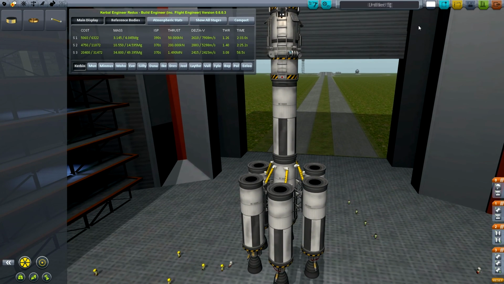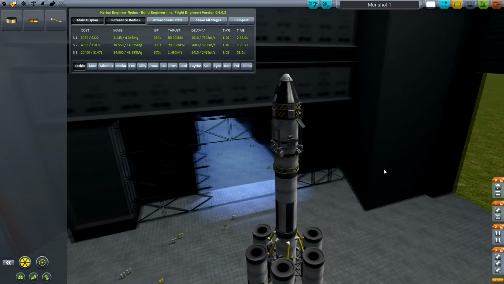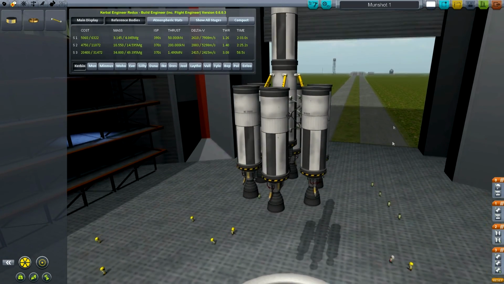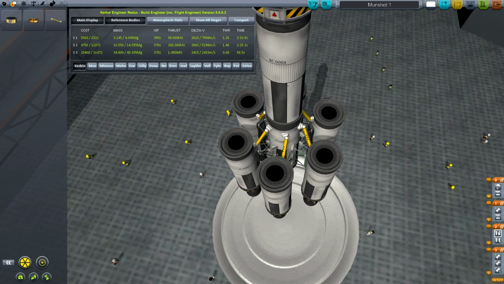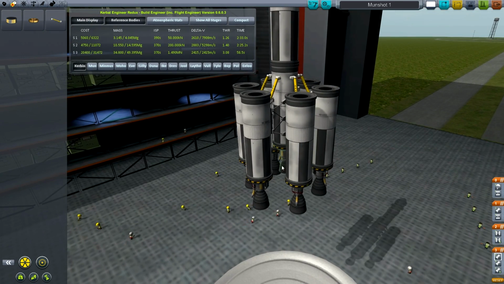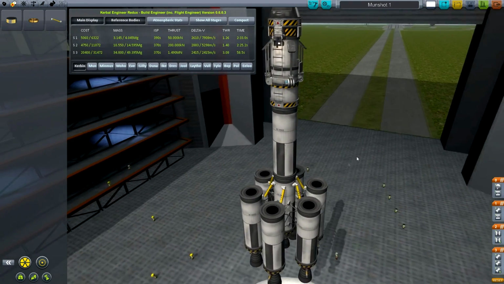So we're going to call this craft Moonshot 1. Give it the once over, make sure it looks fine. And she does. Staging, let's check staging. 5 and 1 there, so that's all of those, that's fine. All these engines fire off. We then get rid of the boosters once they run out of fuel. This middle engine here then takes over, but it's already firing. That should be enough to get us into low Kerbin orbit.